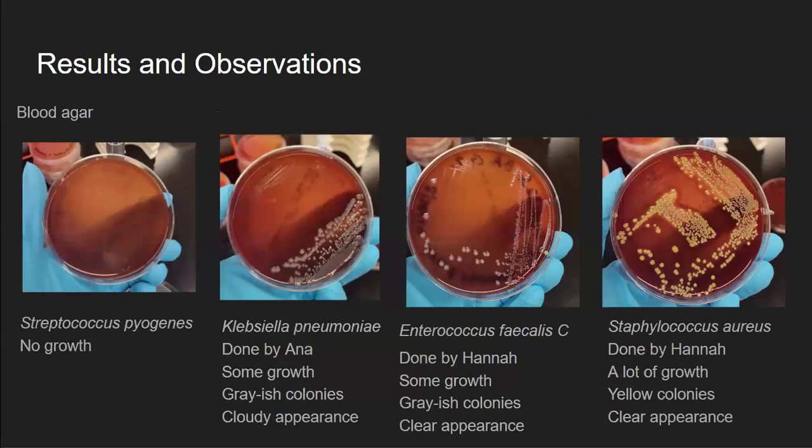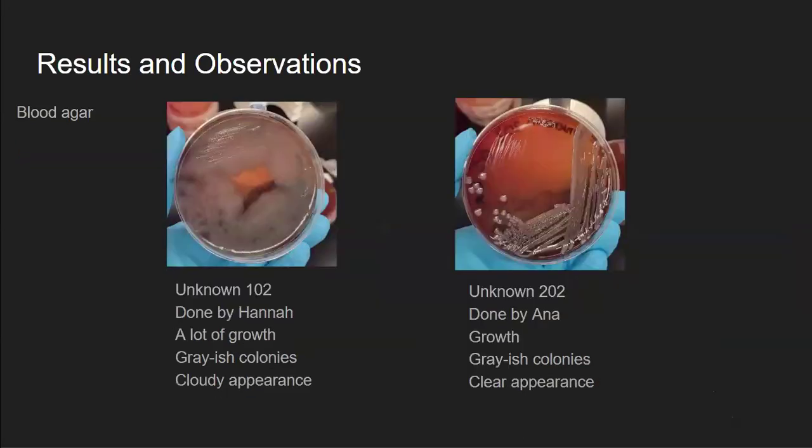For Streptococcus pyogenes, there was no growth. Klebsiella pneumoniae, there was some growth in grayish colonies with a cloudy appearance. Enterococcus faecalis, there was also some growth of grayish colonies, but it had more of a clear appearance. And Staphylococcus aureus, there was a ton of growth of yellow colonies with a clear appearance.